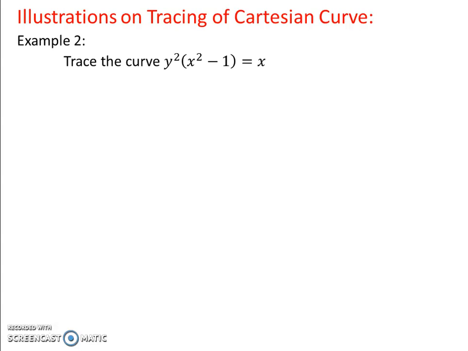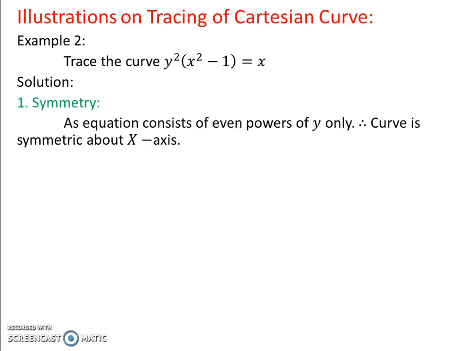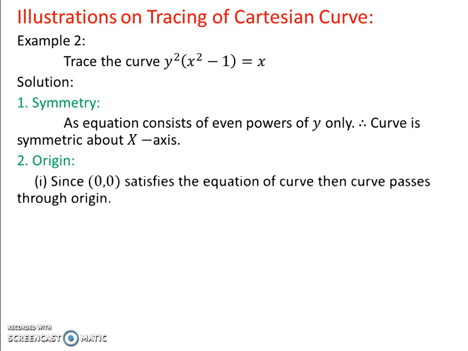Trace y square into x square minus 1 equal to x. So clearly, as the degree of y is even and the degree of x is not even everywhere, therefore it is symmetric about the x axis. Whether it is passing through the origin: if you put x equal to 0, y becomes 0, therefore 0, 0 satisfies the curve. Therefore the curve passes through the origin.